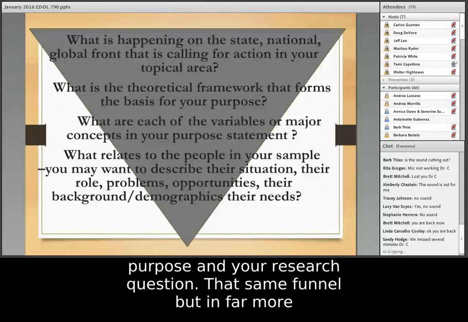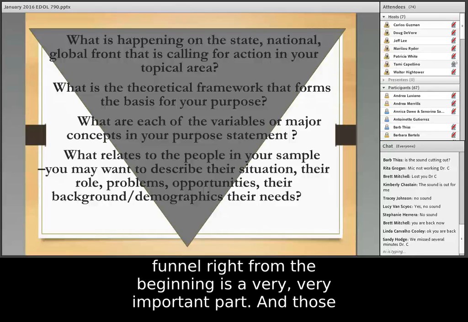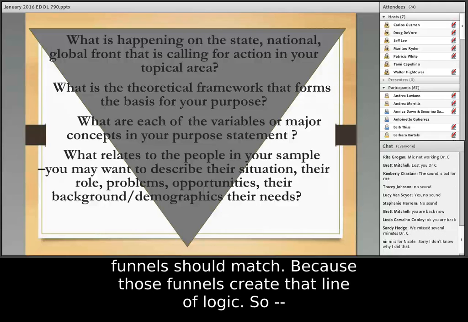That same funnel, but in far more detail, will be expanded in your review of literature. So again, having the funnel right from the beginning is a very, very important part. And those funnels should match, because those funnels create that line of logic.